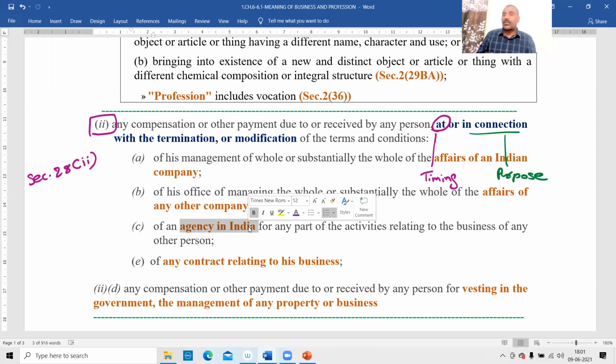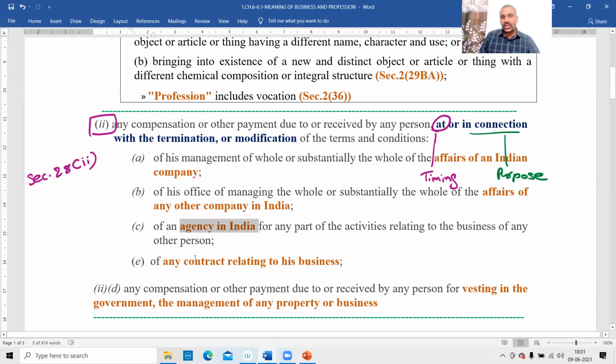We are not talking about the principal, we are not talking about the agent, we are talking about the agency. Agency in India. So agent also may be resident outside India. Principal also may be resident outside India. Whether the agency work is done in India or not. Okay, right. Any contract relating to his business, any business related contract.